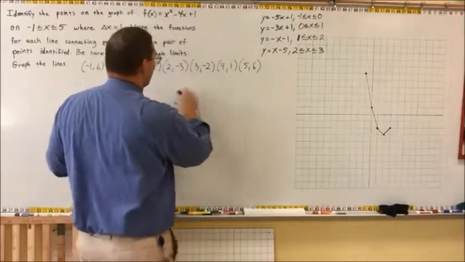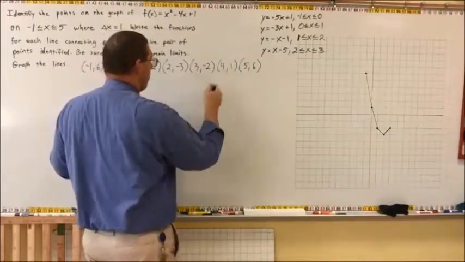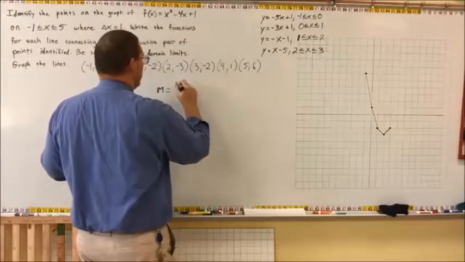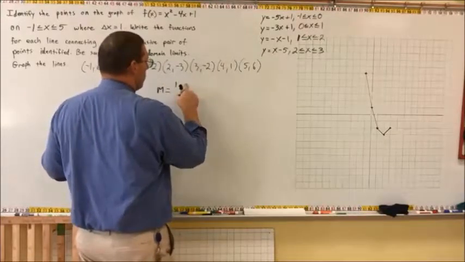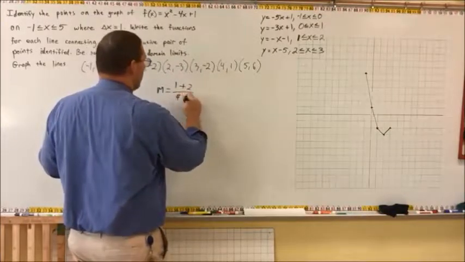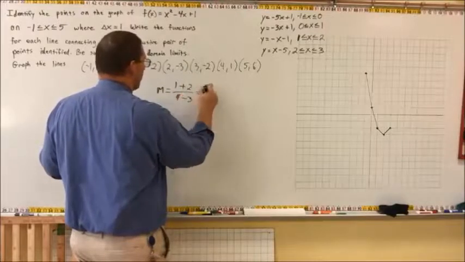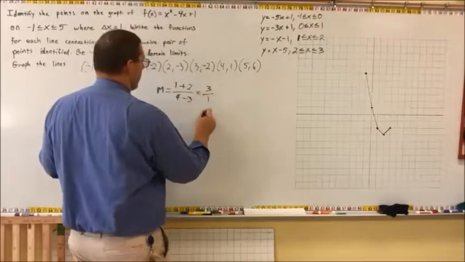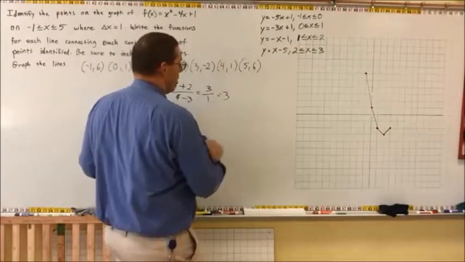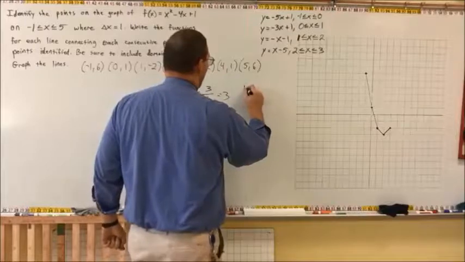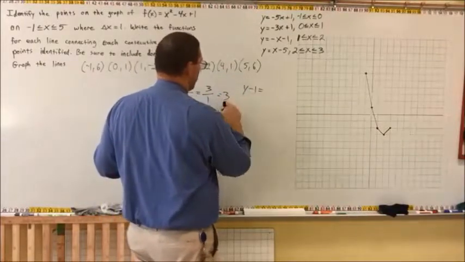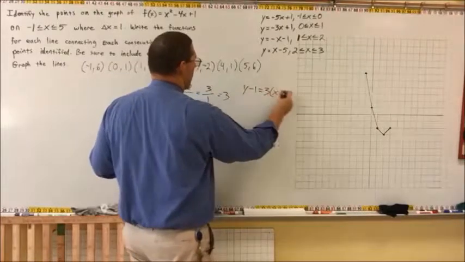Now we want to do the line that goes between (3, -2) and (4, 1). So we need a slope. m is equal to y2, 1, minus y1, which is negative 2. So minus negative 2 means plus 2, over x2, 4, minus x1, which is 3. 1 plus 2 is 3. 4 minus 3, that's 1. So we have 3 over 1, which is 3. So our point slope form is going to be y minus, let's use this point here, y minus 1 is equal to slope of 3 times x minus 4.